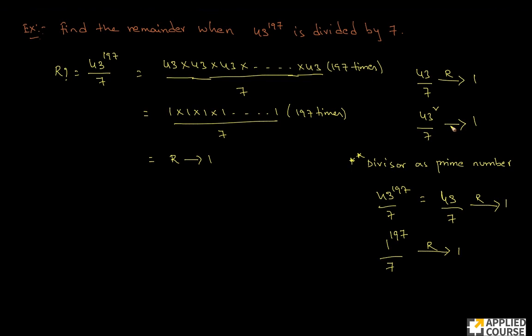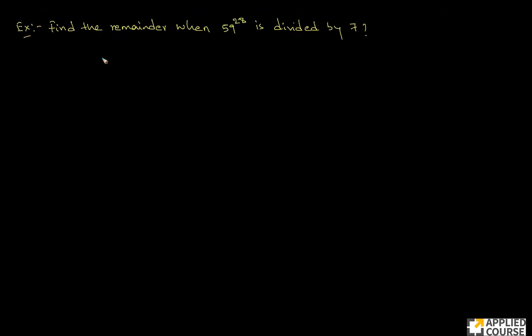To clear this concept, one more problem we will discuss. See another example. Find the remainder when 59 power 28 is divided by 7. What is asked? Find the remainder of 59^28. See, the divisor is a prime number. When the divisor is a prime number, the first step is 59 by 7. What is the remainder for 59 by 7? 7 eights are 56, so 3 will be the remainder.